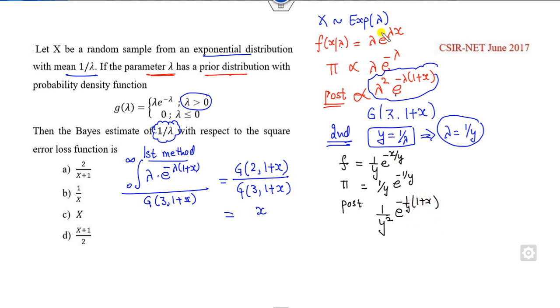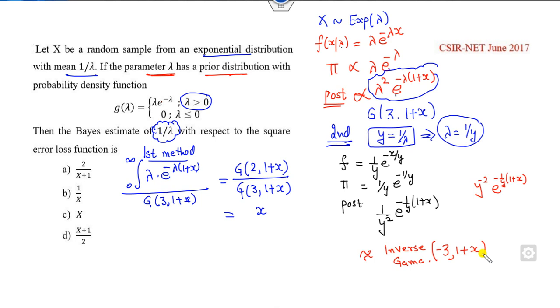Now do you get any distribution here? This is nothing but my inverse gamma distribution. Fine. So once you know this is the inverse gamma distribution, can you know the distribution of this? I can write this as y to the power of minus 2 e raised to power minus 1 over y of 1 plus x. So can you find the distribution of this? It is minus 3, the same thing as here.